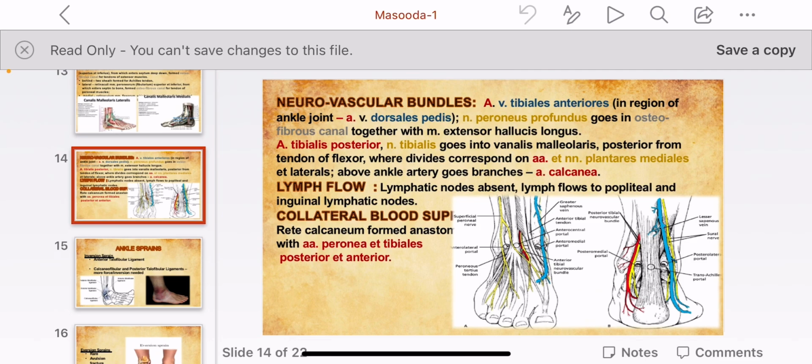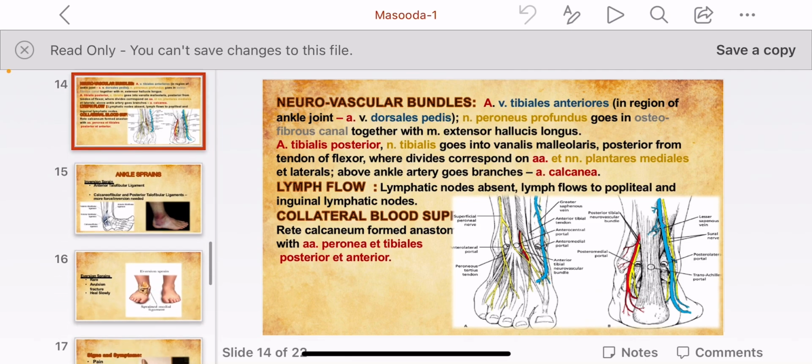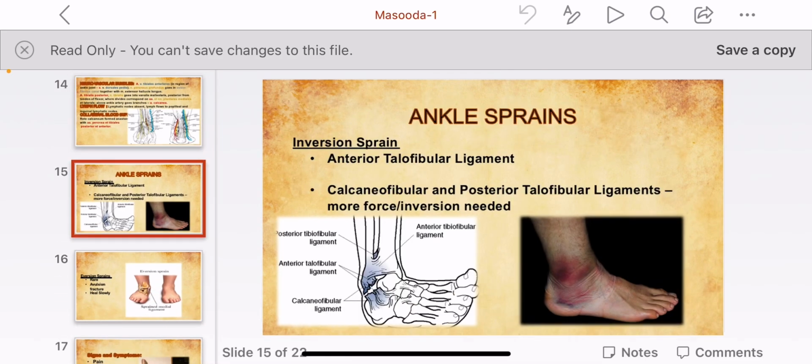Collateral blood supply: the rete calcaneum is formed by anastomosis with artery peronea, tibialis posterior and anterior. We have a complication by the name of ankle sprains. A sprained ankle is an injury that occurs when you roll, twist, or turn your ankle in an awkward way. This can stretch or tear the tissue that helps to hold your ankle bones together.